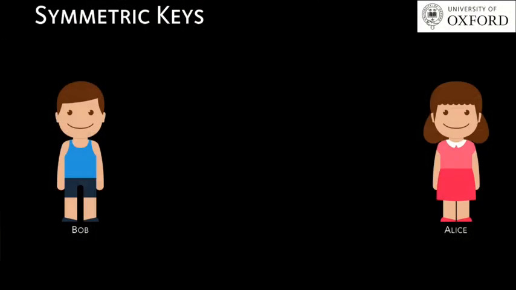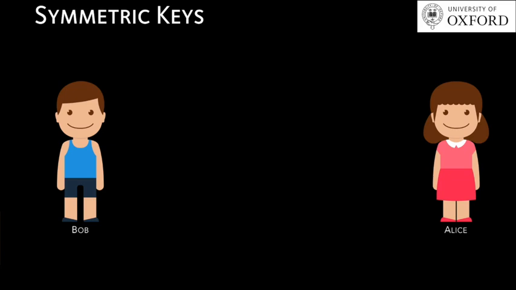So we have Bob and Alice, and they're good friends, but they don't want all the other friends out there to hear what they're communicating about. So to do this, the easiest way is to use symmetric encryption.